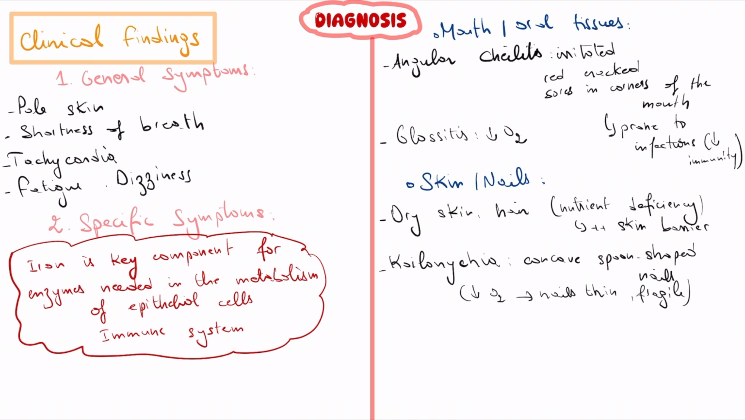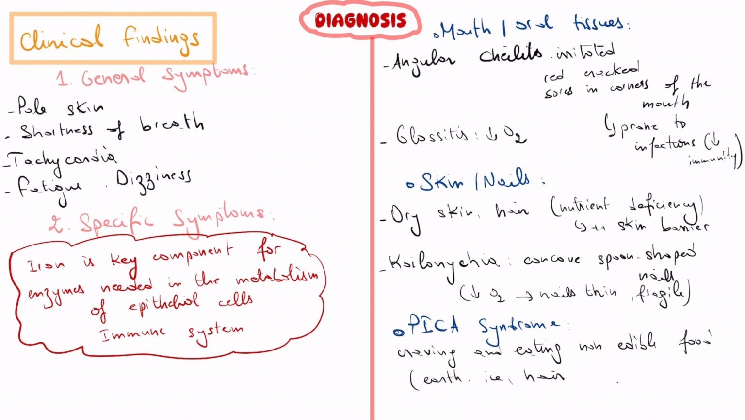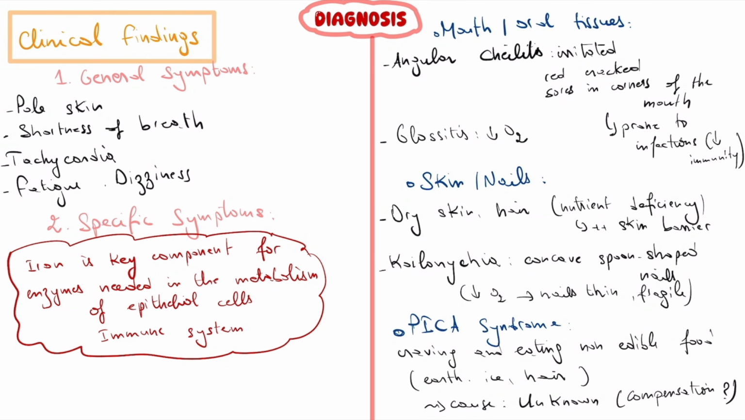There's also a very rare condition that can happen in extreme cases called Pica syndrome. The patient eats non-edible things such as hair, earth, ice, and the cause is unclear. The most widely accepted is the compensation of nutrients lacking, especially iron, zinc, and calcium.